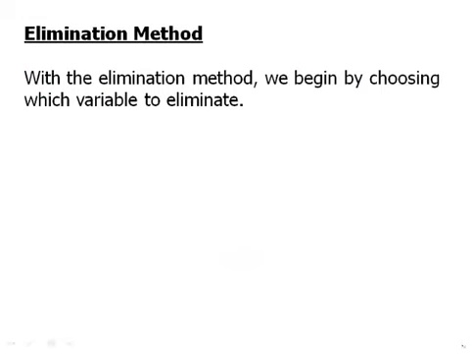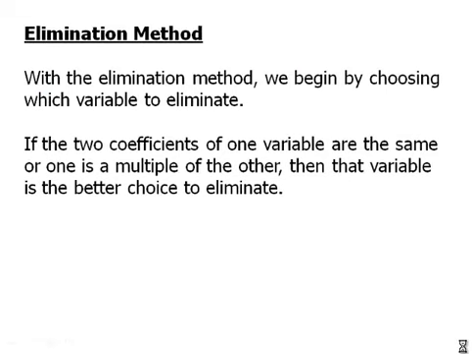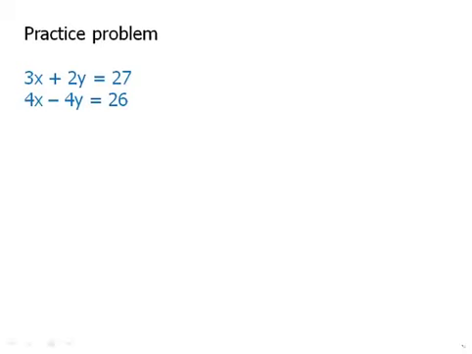With the elimination method, we begin by choosing which variable to eliminate. And in general, we could eliminate either one. If the two coefficients of one variable are the same, or if one is a multiple of the other, then that variable is the better choice to eliminate. So sometimes we get that. So for example here, pause the video and decide which route you would take to solve this with elimination, and then we'll talk about it.